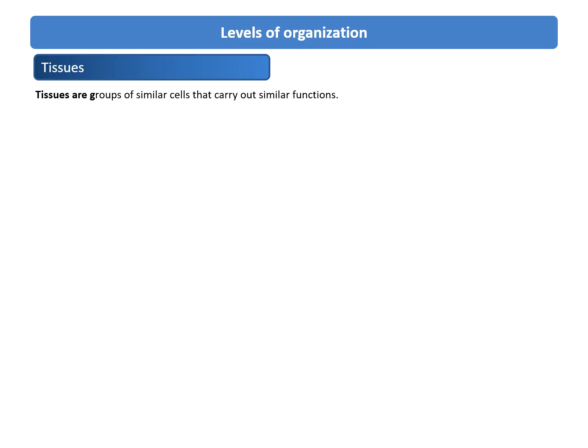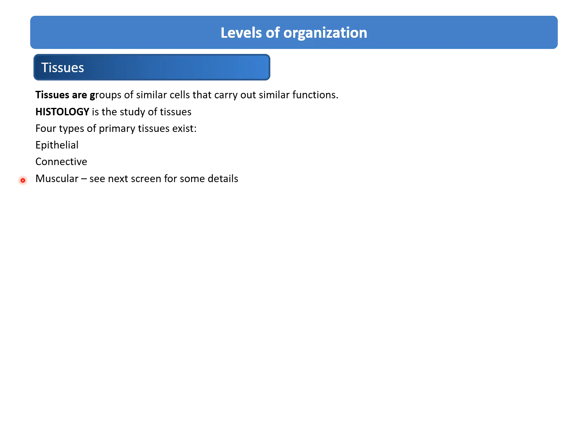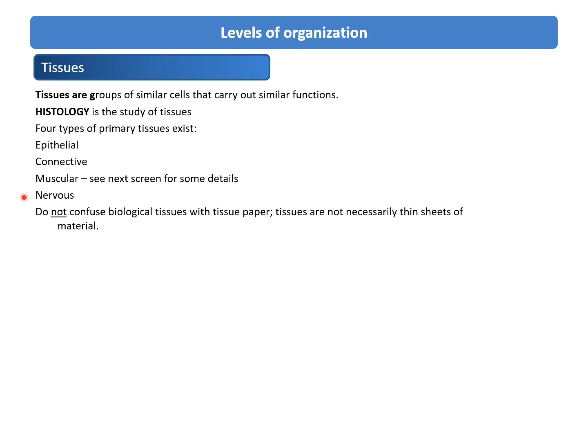In the tissue level of organization, tissues are groups of cells that carry out similar functions. Histology is the study of tissues. There are 4 types of primary tissues: epithelial, connective, muscular, and nervous. Don't confuse biological tissues with tissue paper. Tissues are not necessarily thin sheets of material.